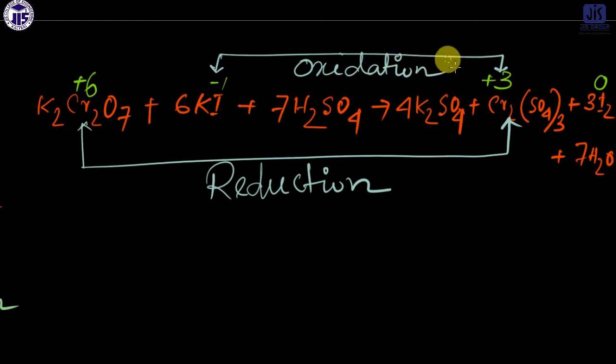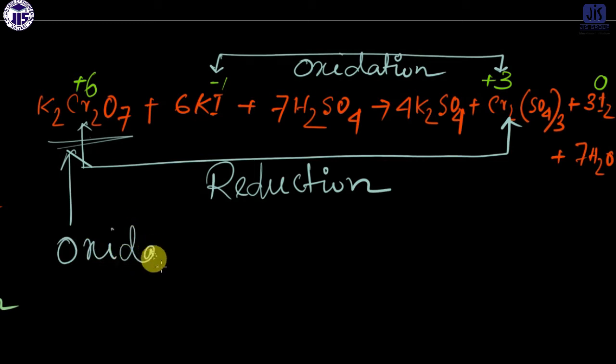Now if the question arises here, which is the oxidant and which is the reductant, then K2Cr2O7 is the example of an oxidant. This is the example of an oxidant because it oxidizes the KI to I2, and it is itself reduced.